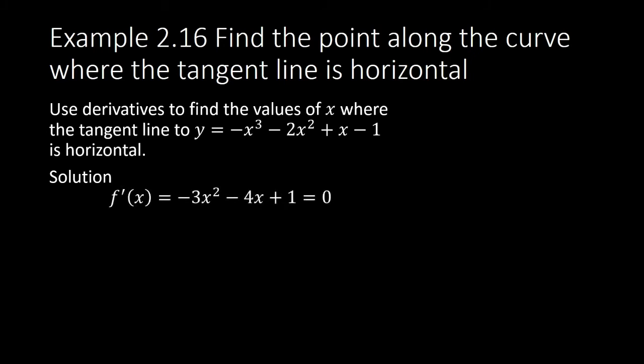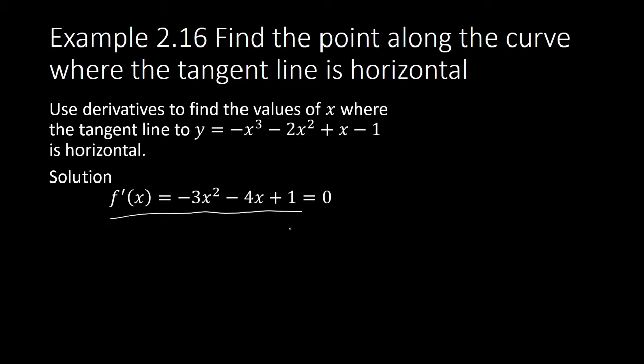So we know that the tangent line to your curve is horizontal when the slope of the tangent line is equal to 0. And the slope of the tangent line gives the derivative of your function. And so what we shall do is we will get f prime of x and then we will equate it to 0.